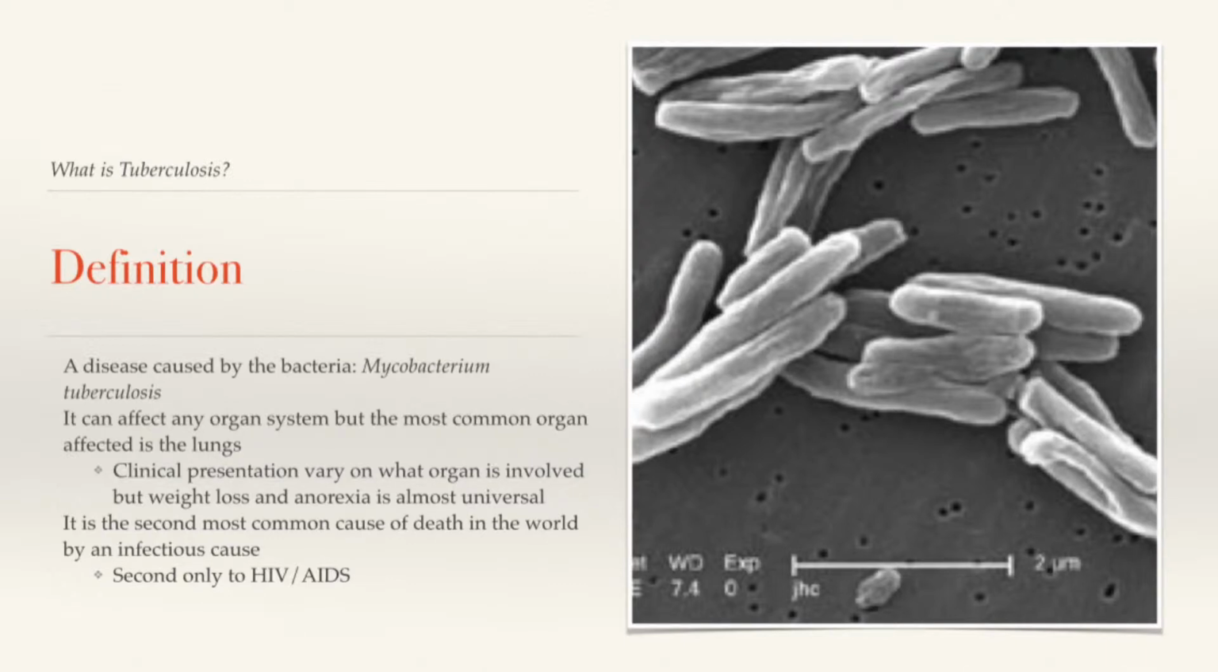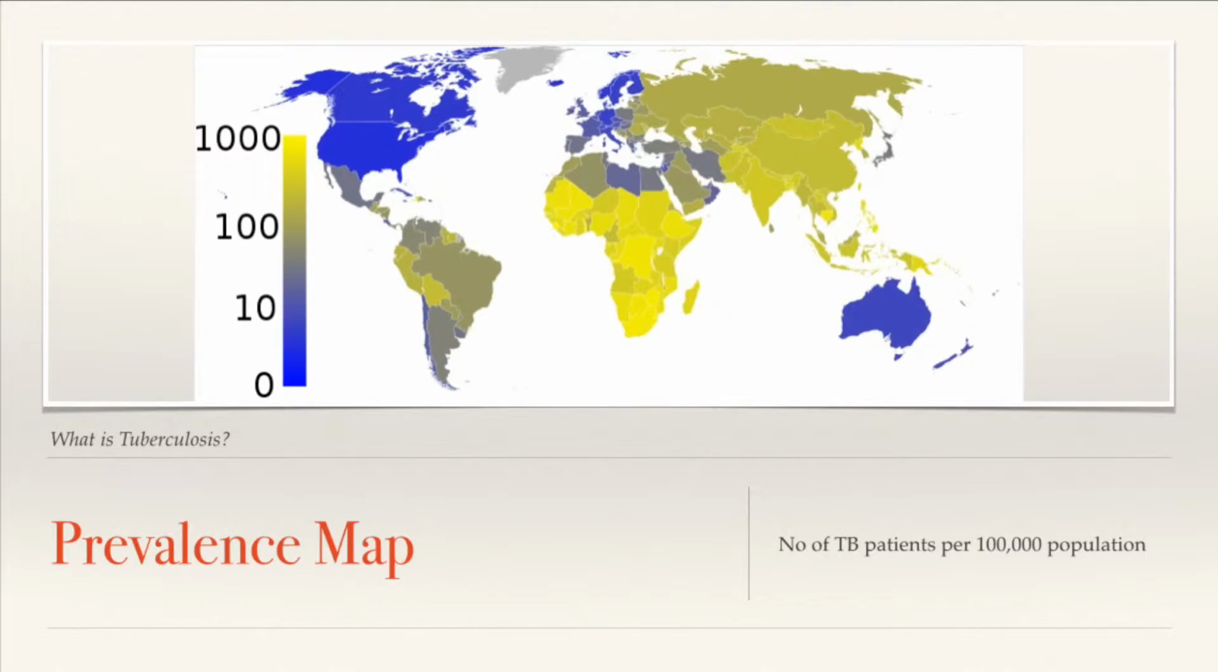Although the presentation may vary according to what organ is infected, the most common symptoms, since this is a chronic disease, are weight loss and loss of appetite. According to the World Health Organization, tuberculosis is the second most common cause of death due to an infectious agent, the top being HIV/AIDS.